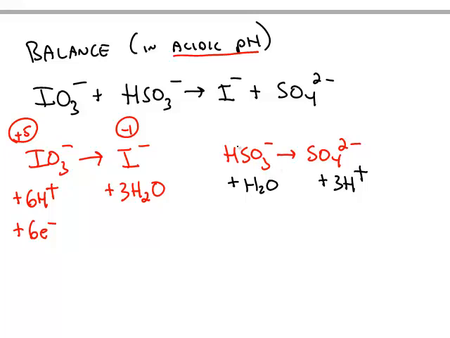And next we're going to balance the charge. The reactant side has a neutral water and a negative 1 anion, so the net is a negative 1. The product side has a negative 2 and 3 positive 1s, so that's a net positive 1. The side that's more positive always gets the electrons because the electrons have a negative charge, and in this case we have to add 2 electrons to the product side.